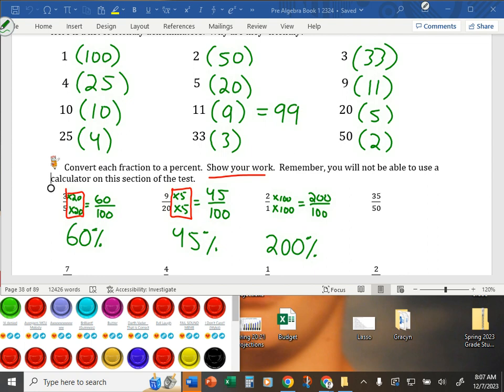Yes? Why do we need to know markups? Some of you may go into finance. It's a pretty common profession. Some of your parents are probably in it. So you need to know how to do this stuff.